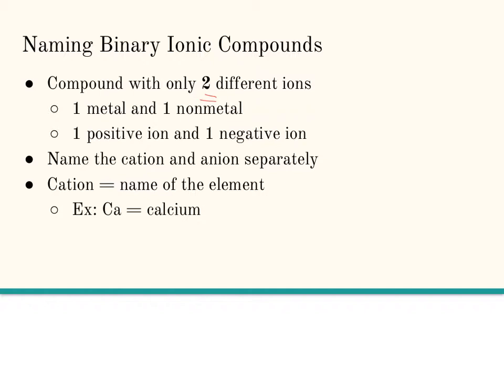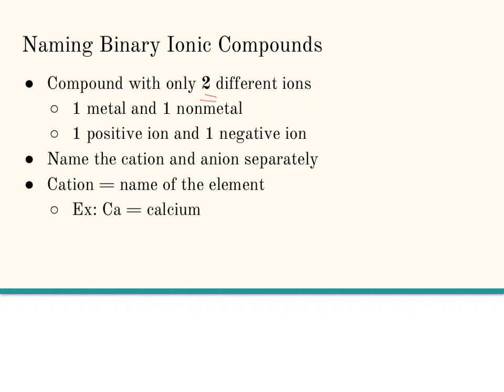Or one of the ions will be positively charged because it lost electrons, and the other will be negatively charged because it gained electrons. When we name binary ionic compounds, we're going to name the cation and the anion separately. So all ionic compounds will have two words in their name. The first word is the name of the cation. The second part will be the name of the anion.